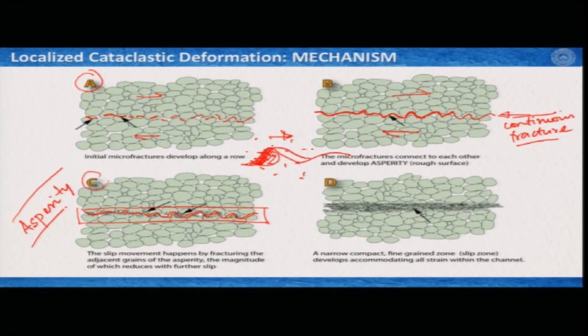So, once this starts moving further, these fractured grains are much easier to deform, and therefore you eventually end up with a very narrow zone where your grain sizes got significantly reduced, the porosities as well. So, this is how the localized cataclastic deformation is achieved, particularly in the context of frictional flow.